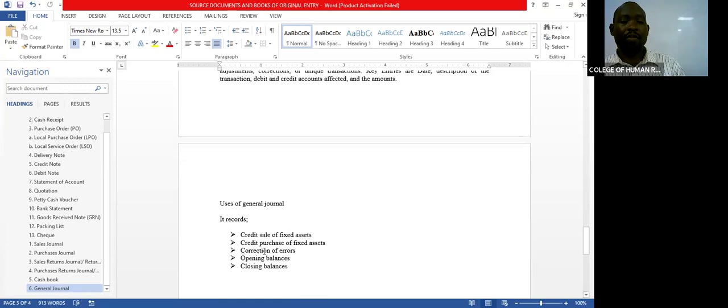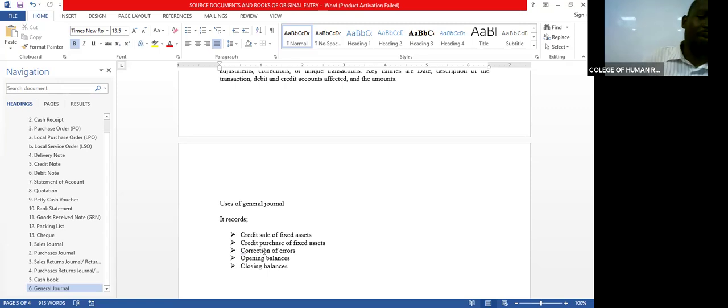The general journal is used to record the credit sale of fixed assets. Remember, I have just indicated here that when fixed assets are sold on credit, they don't go to the sales journal because fixed assets are not stock items. They are not goods. And because they are sold on credit, they cannot go to the cash book. So they will only be recorded in the general journal.